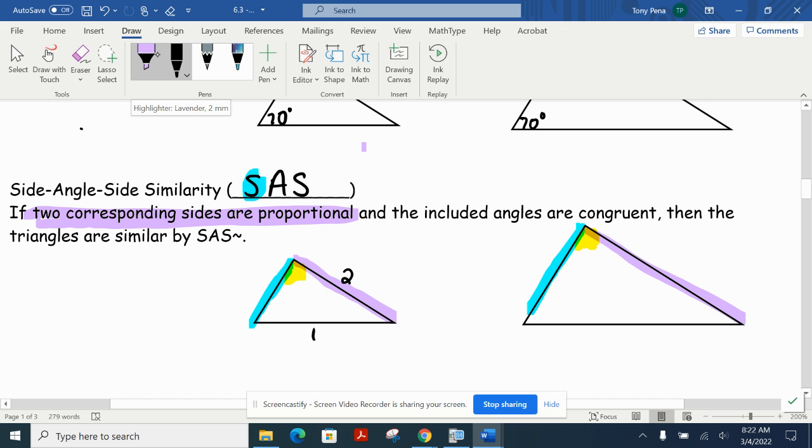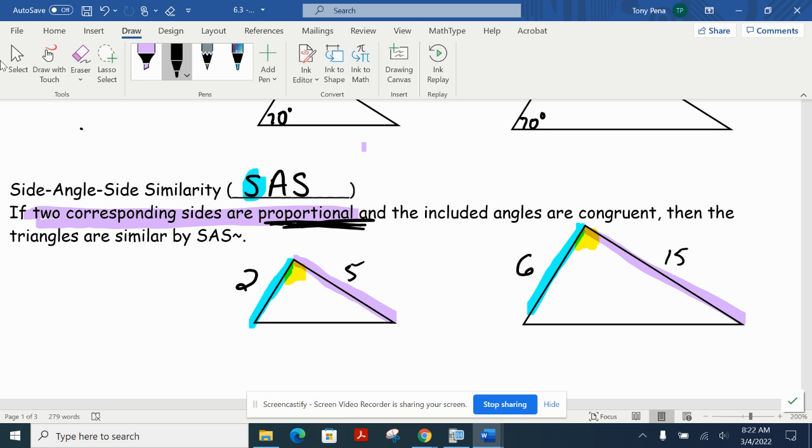So let's say that the blue one, actually, let me erase these now. Let's say this blue side was 2 and this blue side is 6. See how that one is 3 times bigger? Then let's say this was 5 and this was 15. Do you agree that's also 3 times bigger? So those are proportional to each other, 2 to 3, 5 to 15.